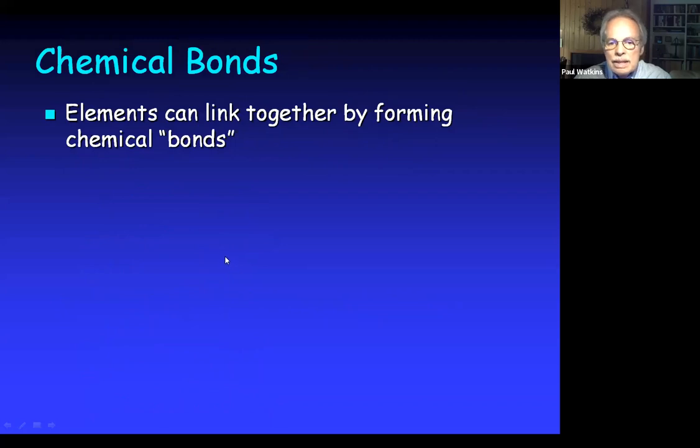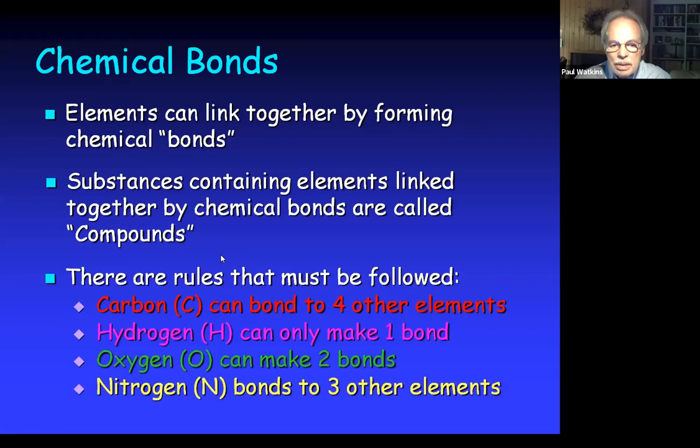Now, elements can link together by forming chemical bonds. Substances containing elements linked together by chemical bonds are called compounds. And when we make compounds, there are certain rules that must be followed. Carbon can bond to four other elements, whereas hydrogen can only make one bond, oxygen can make two bonds, and nitrogen can make three bonds.